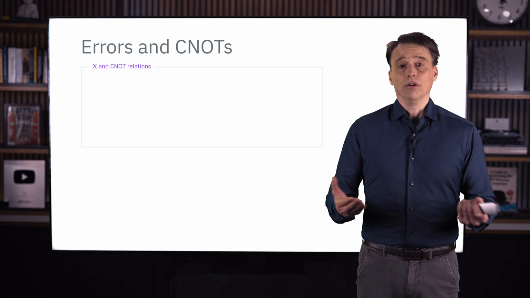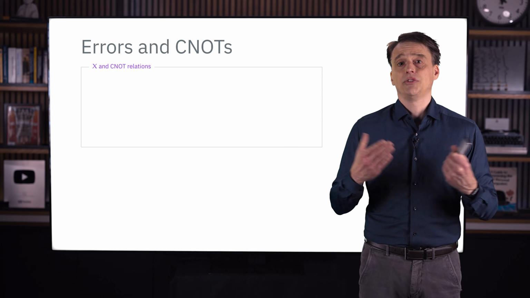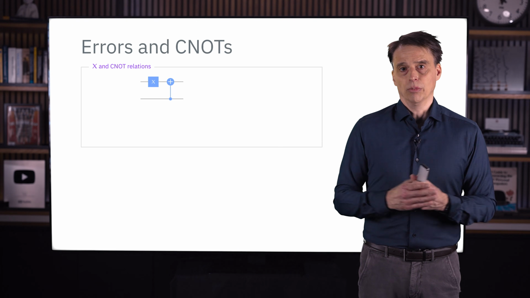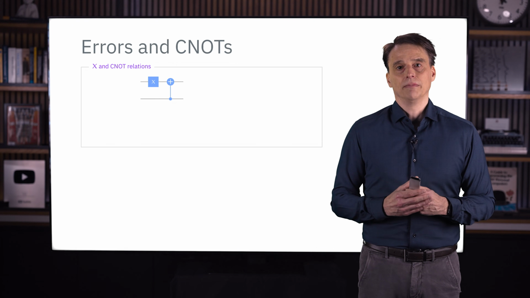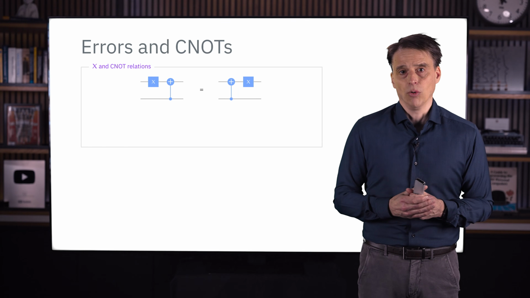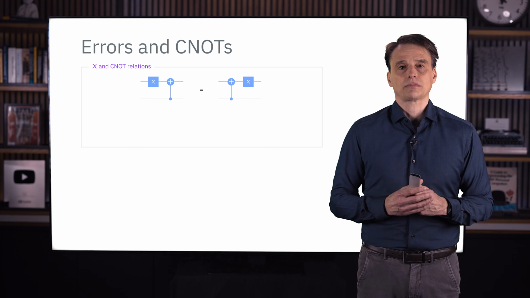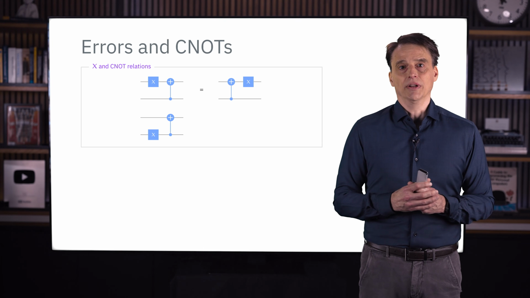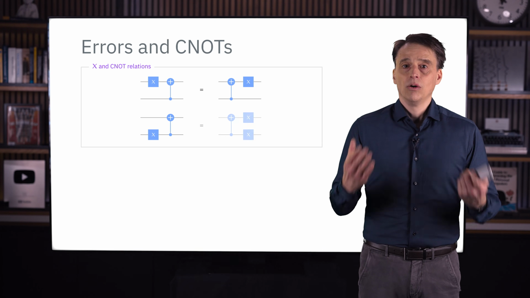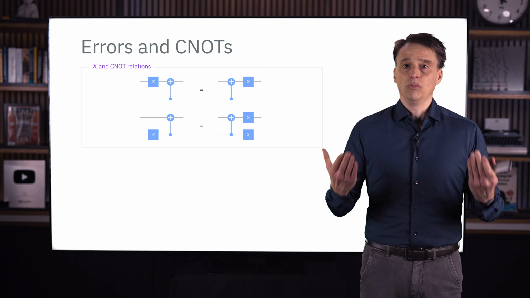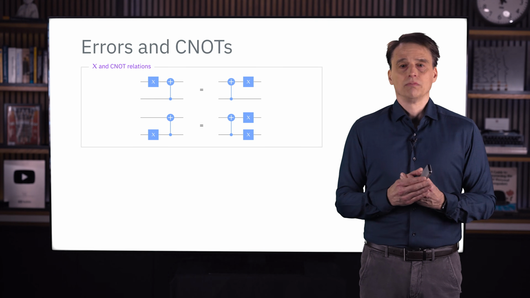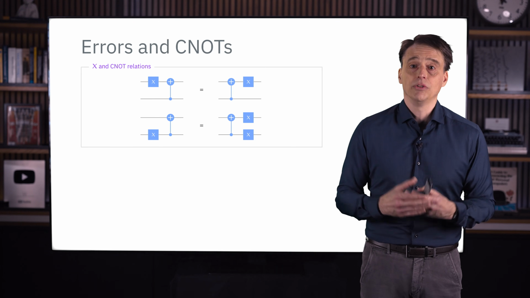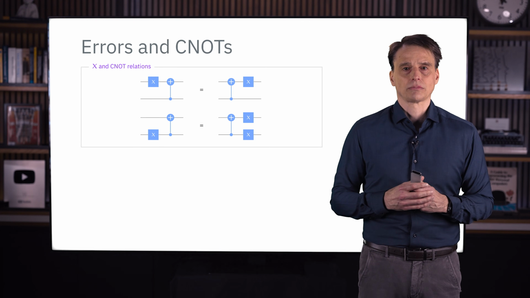First, let's start with X errors, or X gates, and how they relate to CNOT gates. If we apply an X gate to the target qubit of a CNOT, and then apply the CNOT, then that's equivalent to swapping the order and doing the CNOT first. On the other hand, if we apply an X gate to the control qubit of a CNOT, and then apply the CNOT, we can't simply switch the order, but instead we have to apply the X gate to both qubits, and you can check all of these relationships on your own if you wish, by thinking about what happens to standard basis states, for instance.